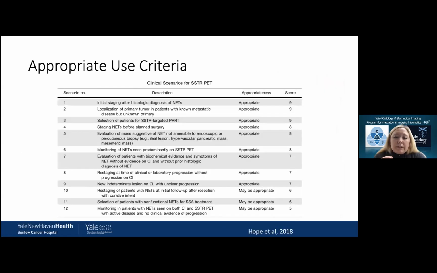In terms of the appropriate use criteria, I'm so glad Dr. Kunz had a full slide on this in terms of evaluating. Not all patients need to be getting gallium dotatate PETs, and we're still truly evaluating exactly where and when we should be doing these scans, but there's several indications that are appropriate, and some of the most indicative are the initial staging after histologic diagnosis of neuroendocrine tumor and localization of primary tumor in patients, because this scan is so sensitive for lesions, so you'll be able to see it. And then the other very common, very important point is selection of patients for somatostatin receptor targeted therapy, which we'll talk about later.